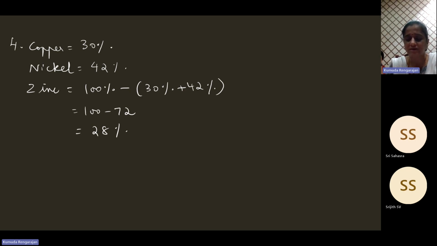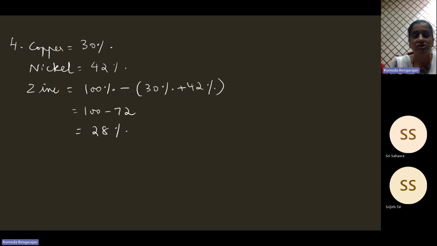Find the mass of zinc in 1 kg of alloy. Find the mass. So what's the weight of the alloy? 1 kg. Now this 1 kg is made up of the weight of copper, weight of nickel, and weight of zinc. Weight of copper plus weight of nickel plus weight of zinc is the weight of the alloy. All this put together is 1 kg.